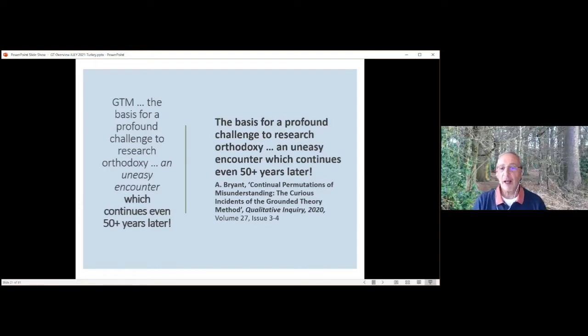Last year, I wrote a paper which talked about these continual permutations of misunderstanding. People still misunderstand grounded theory. And I've had editors and research committee chairs and people say to me, you know, well, I'm really a quants person. I understand there could be some qualitative stuff, but this grounded theory, I don't really understand it, but I really don't think it contributes very much. And you have to battle against that, as I say, particularly since it's such a widely used method.